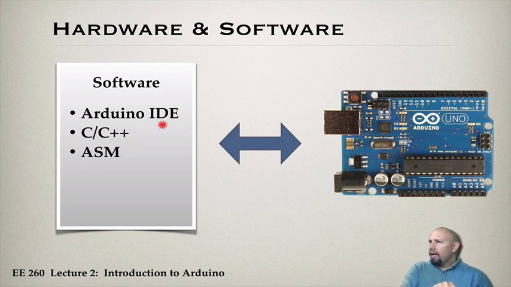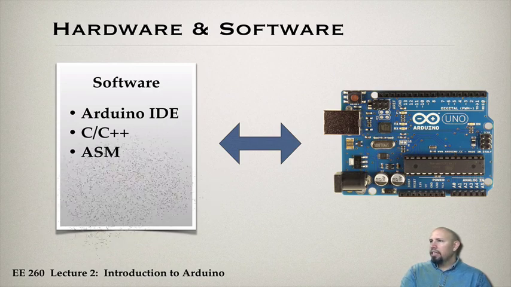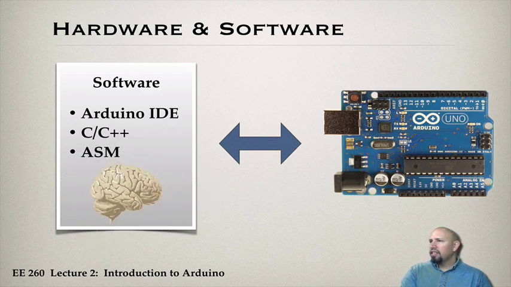And so we have different kinds of software that can be used on the Arduino. We can develop software using the Arduino IDE. We can develop software using C or C++. And we can develop software using assembly language. So those are the 3 types of software we're going to be developing for the Arduino. We're going to develop all 3. Okay, so basically what these provide for us is the brains that go on within the Arduino.